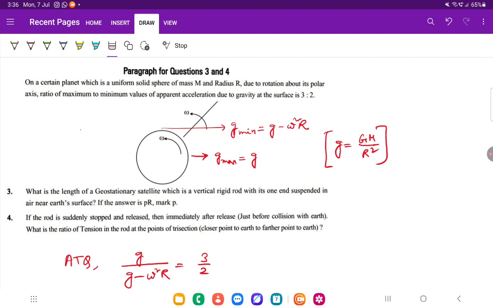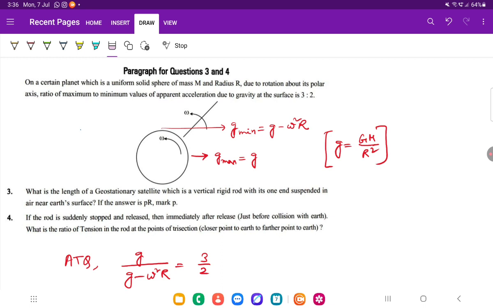So the question states that on a certain planet, which is a uniform solid sphere of mass capital M and radius capital R, due to rotation about its polar axis, the ratio of maximum to minimum values of apparent acceleration due to gravity at the surface is 3:2, and we're given a diagram. So let me read out the questions together first.